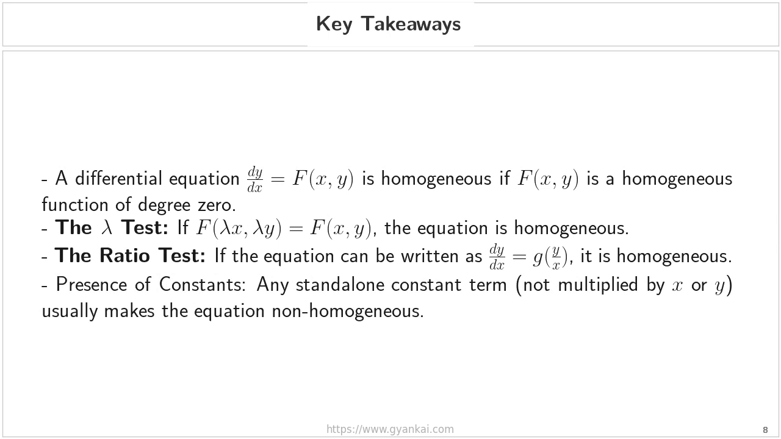Finally, I want to emphasize a crucial warning regarding the presence of constants. As we saw in our second example, be very careful with any standalone constant terms that are not multiplied by a variable. If you see a plus or minus a number, like a +1, that is just sitting there by itself, it will prevent the lambda terms from canceling out, which makes the equation non-homogeneous. Keep these points in mind, and you'll be able to identify these equations with confidence.